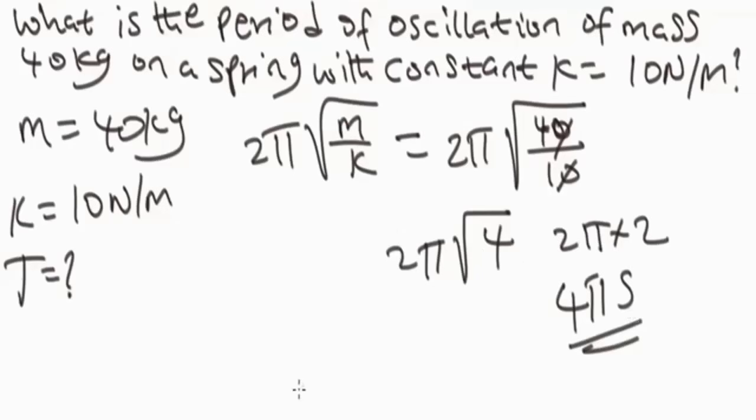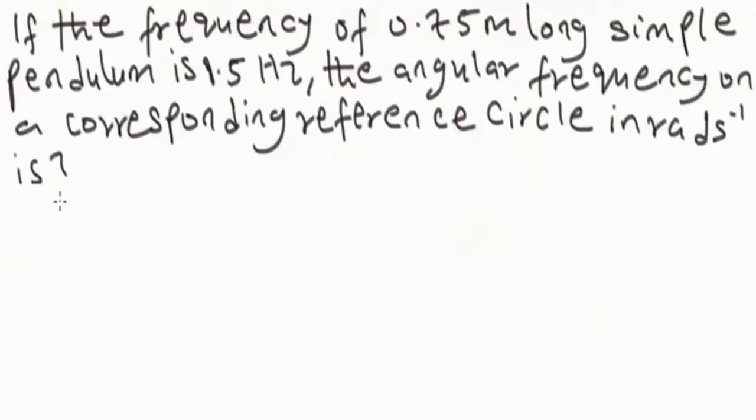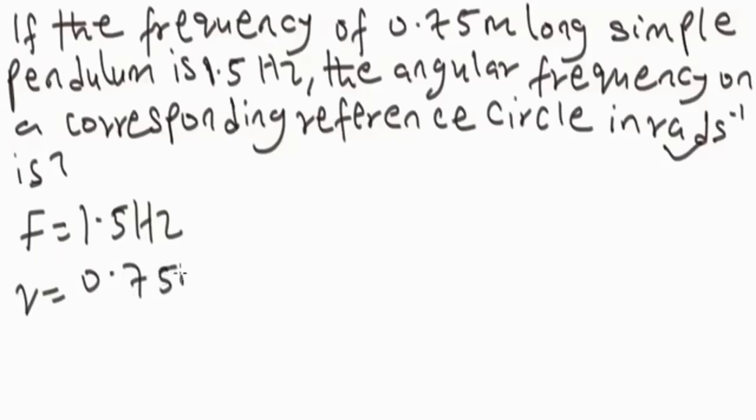Let's wipe it and solve one more example under simple harmonic motion. Let's look at this problem. It says, if the frequency of a 0.75 meter long simple pendulum is 1.5 Hz, the angular frequency on the corresponding reference circle in radians per second is what? Note that angular frequency or angular velocity is measured in radians per second. Take note of this. Let's bring the parameters. We have our frequency to be 1.5 Hz. We have our length to be 0.75 meter. Then we are looking for angular frequency.